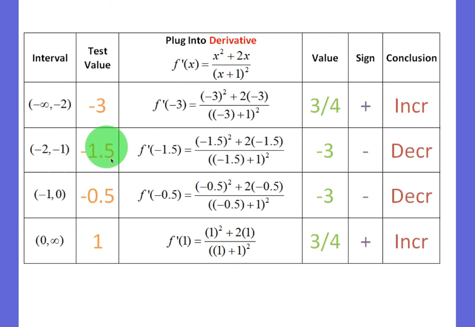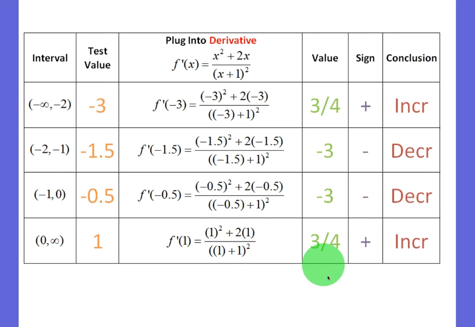From negative 2 to negative 1, plug in negative 1.5 into the derivative. We get negative 3 back, so it's going to be decreasing on this interval. From negative 1 to 0, we plug in negative 1/2 into our derivative. We get negative 3 back, so it's going to continue to decrease from negative 1 to 0. And from 0 to infinity, we'll plug in 1 into the derivative.